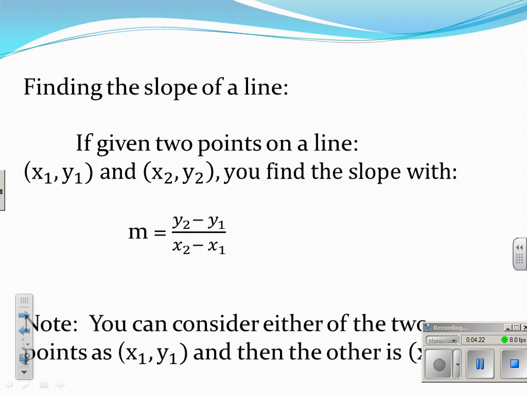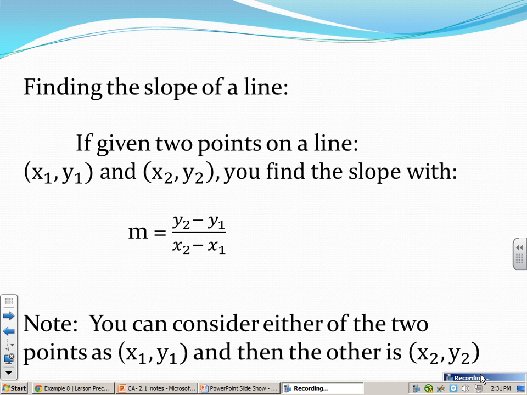Now, finding a slope of a line, if you've been given 2 points on a line, remember this formula from the past. Slope is equal to y2 minus y1 over x2 minus x1. Now, you can consider either of the two they give you as x1, y1, and the other one is just going to be x2, y2. So it does not matter the order in which you load those points. But I will caution you, if you treat one point as x1, the partner to that has to be y1. So you can't mix and match the x and y coordinates of two different points.